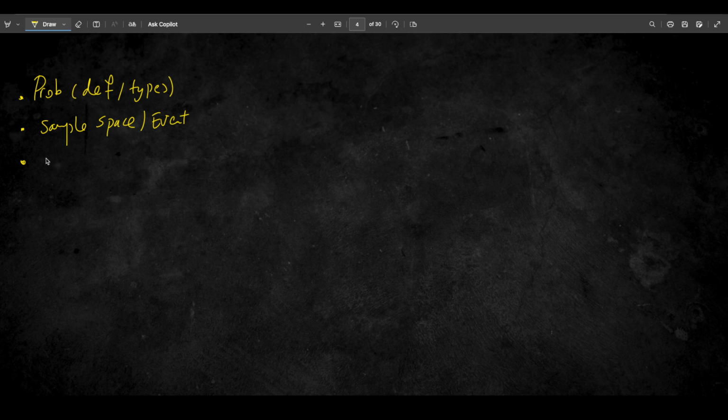We will talk about intersection of two events, and we're going to talk about also union of two events. And we will talk about complement event as well. Then we're going to talk about mutually exclusive events. What does it mean when two events are mutually exclusive?